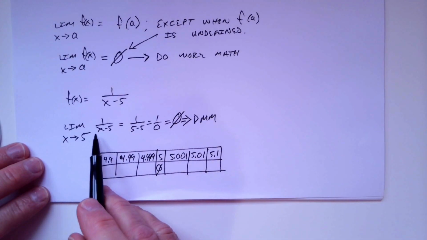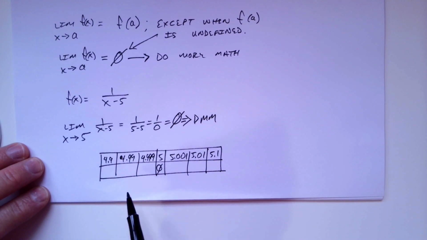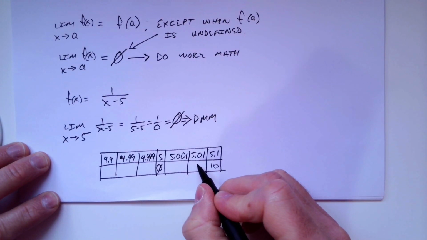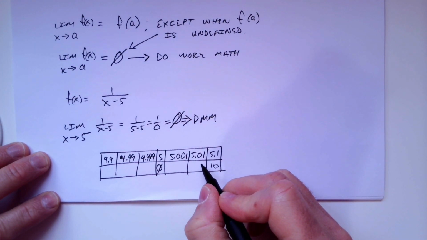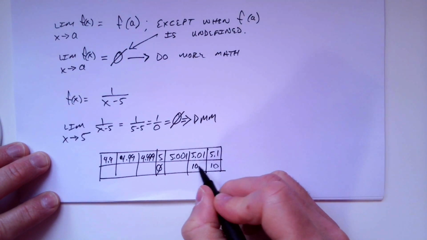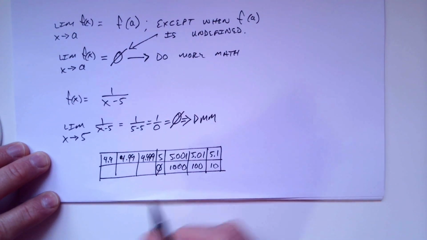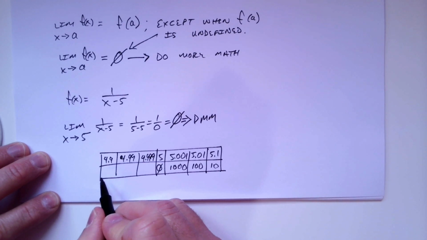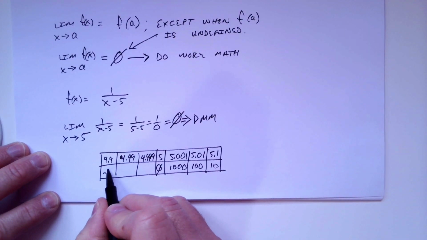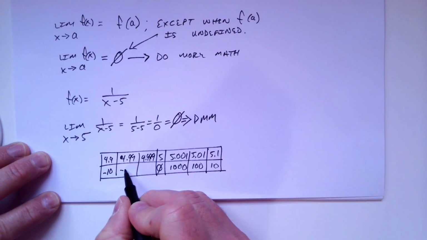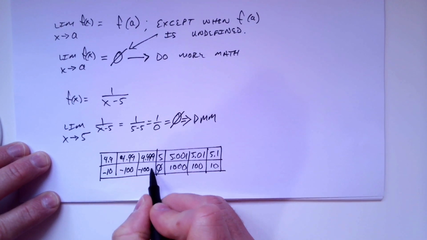In this case, you'd have 5.1 minus 5, which is 1 over 0.1. 1 divided by 0.1 is 10. And then 5.01 minus 5, and you divide that into 1. That is 1 over 0.01, which is 100, and then the next one is 1,000. And then from the other side, you end up with 4.9 minus 5, which is negative 0.1, which gives you negative 10. And then you end up with negative 100 and negative 1,000.